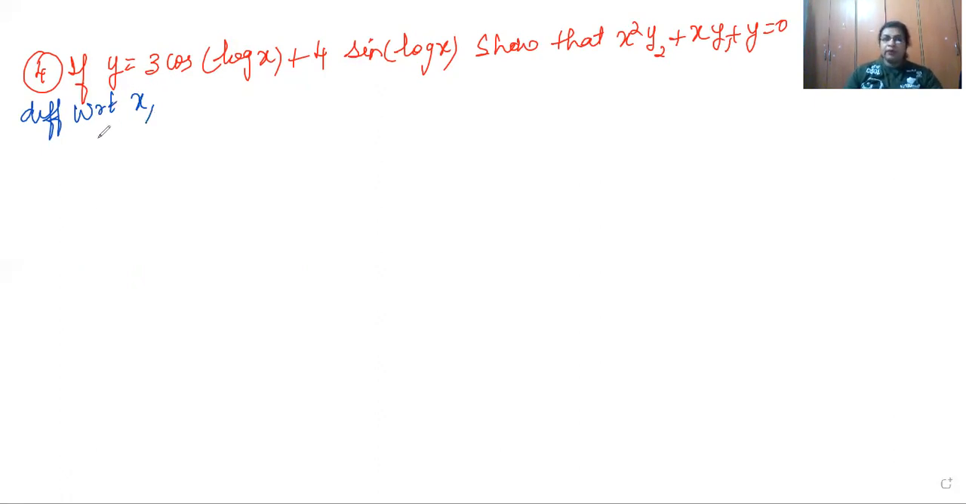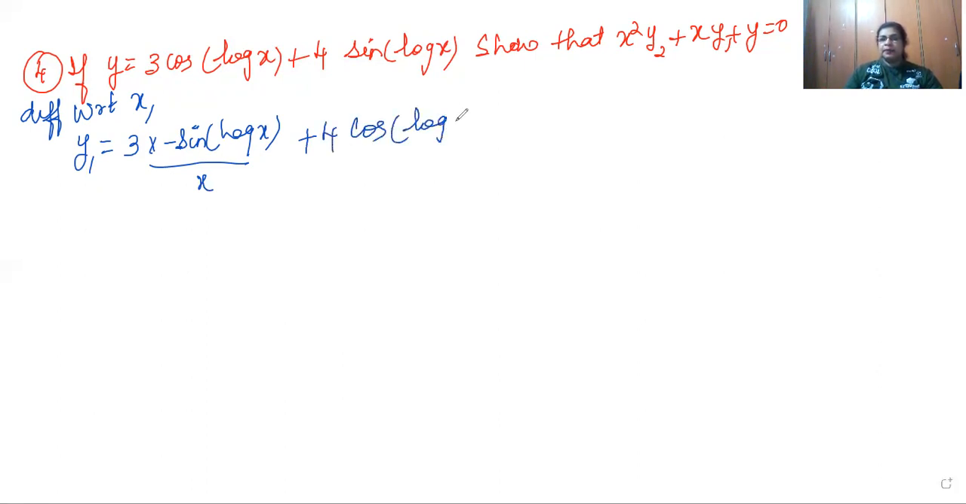So when I differentiate, y will become y1. So y1 is equal to 3, as it is. cos x derivative is minus sin log x, and log x's derivative is 1 by x. Plus 4, as it is. sin x derivative is cos x, that is cos log x, into log x derivative is 1 by x.